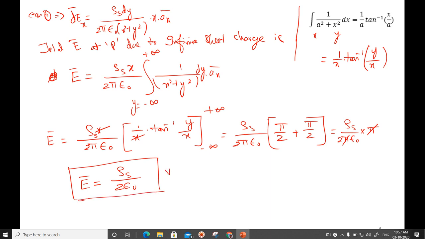It is volt per meter. You can observe here, right? This is the final expression. This is the electric field intensity due to an infinite sheet of charge. You can observe here in the denominator, I don't have any distance between the source point and the field point. It is independent of the distance.